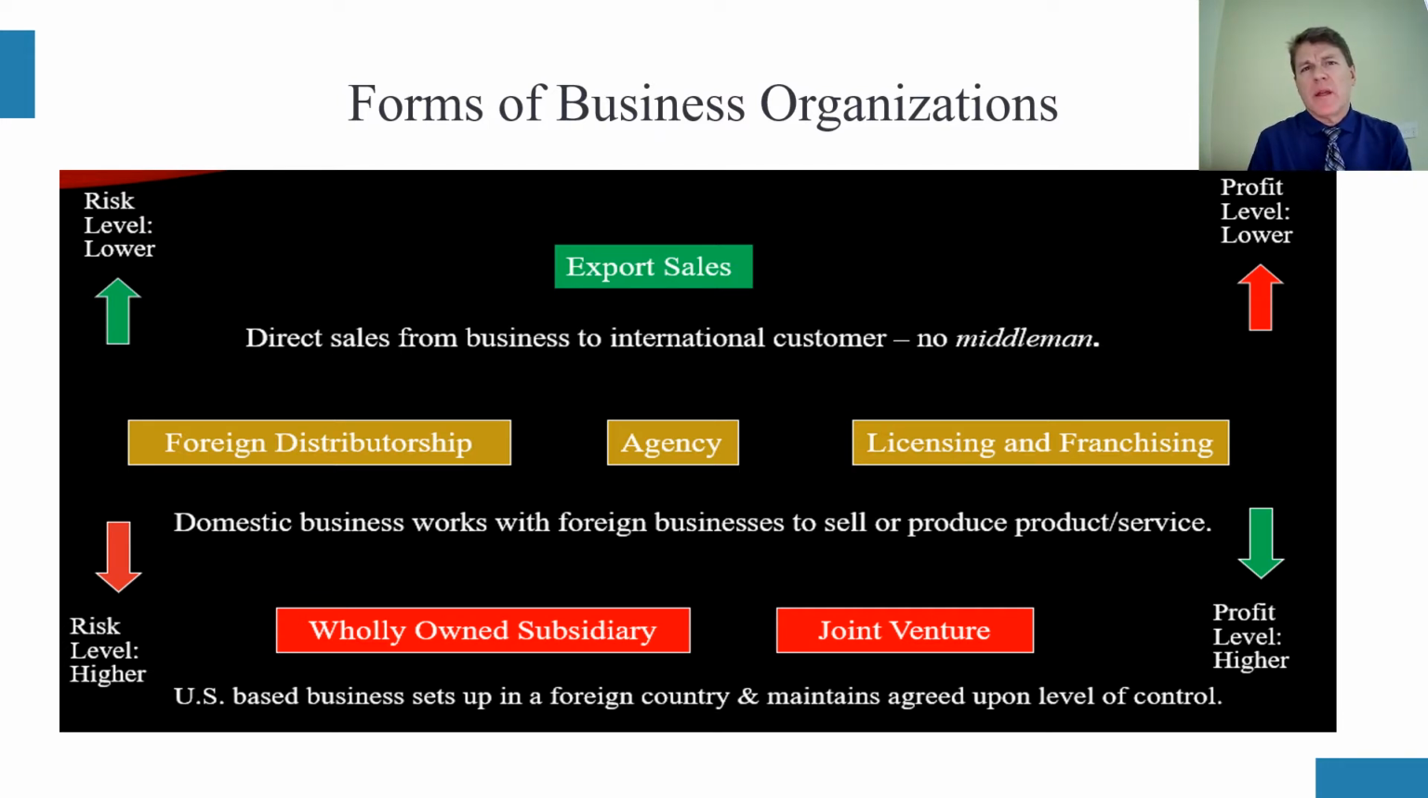When considering how to structure going into international markets to sell products or services, you essentially have three main levels of options. At the very top of the slide, it says export sales. And that's usually the easiest way to dip your toe, so to speak, in the deep end of the water when it comes to global transactions.